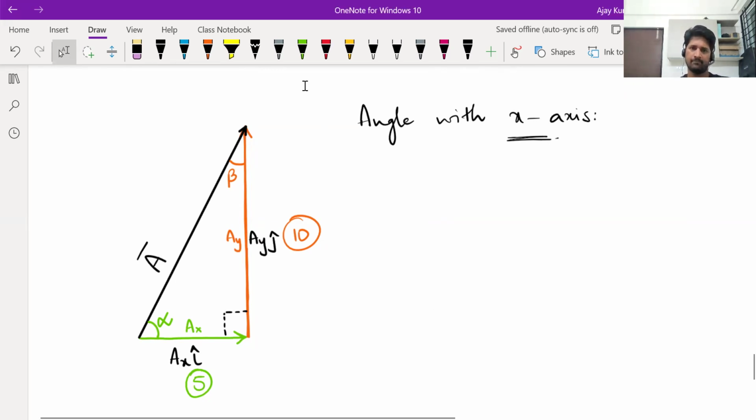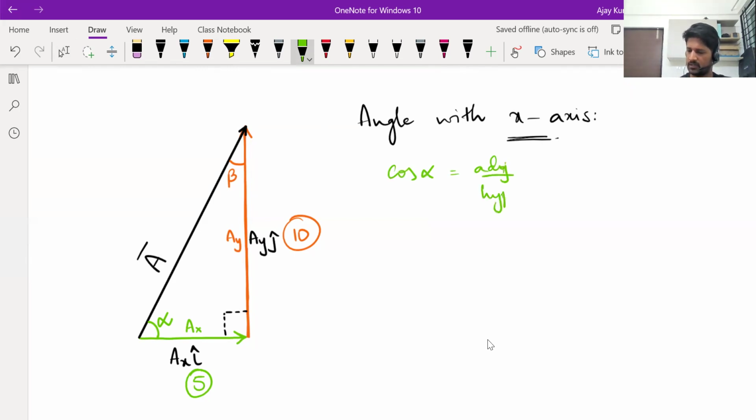Sir, cos alpha is 5 by A bar. Okay, fine. You can do that. Nothing wrong in that. Cos alpha. Cos generally is adjacent divided by hypotenuse, right? For the angle alpha, the adjacent side is 5 units. Hypotenuse is the vector A's magnitude, which is root of 5 square plus 10 square. I told you, it is 5 root 5. If you want to use cos, it will be like this: 5 divided by 5 root 5 becomes 1 by root 5.